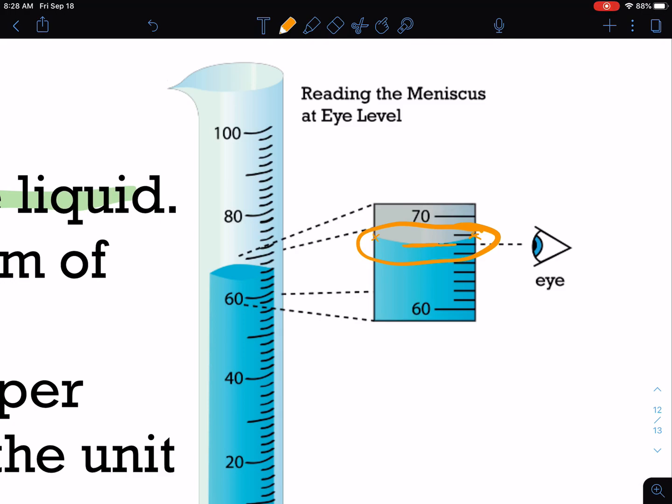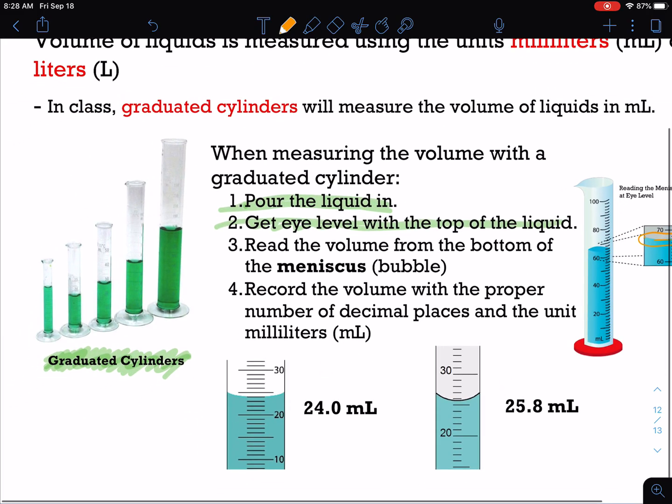Some graduated cylinders will give you a meniscus that is more pronounced than others. Some don't give you a meniscus at all. One way to help you is to put a note card or a piece of paper behind it to block out any of the imagery coming through because of a clear liquid, and it helps you get a better reading there. And sometimes when you put something to block, it allows you to see the meniscus a little bit better.